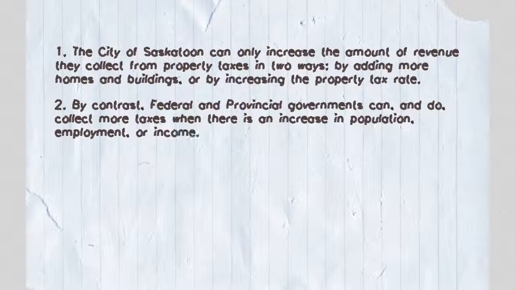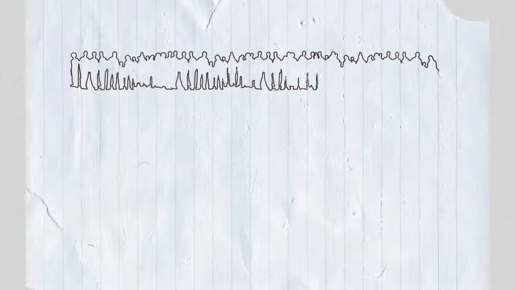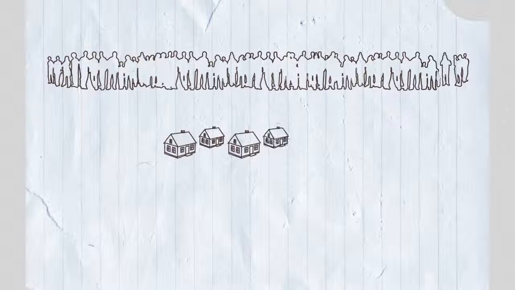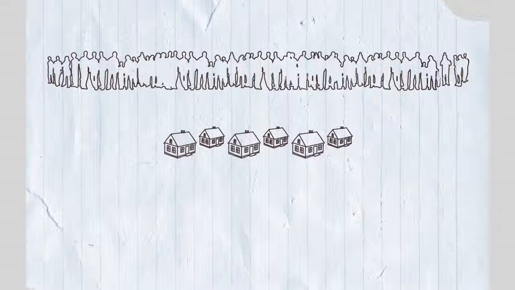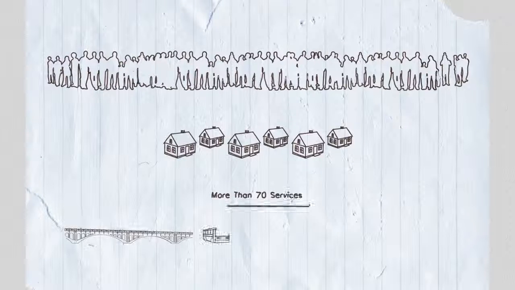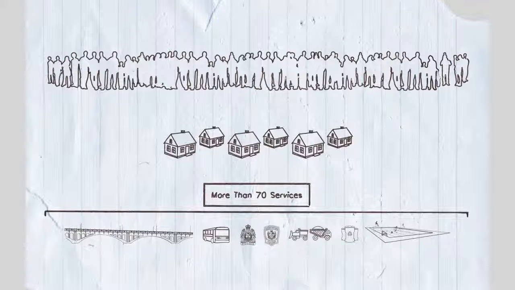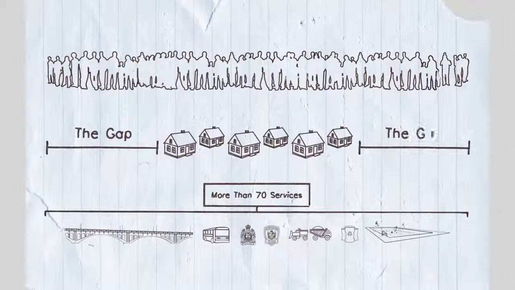So, as we saw earlier, the number of people moving to Saskatoon is increasing at a faster rate than the number of properties the city collects property tax from. However, the city still needs to provide services and infrastructure for our rapidly growing city, and this creates a gap in costs that exceeds the current amount of property tax revenue collected.